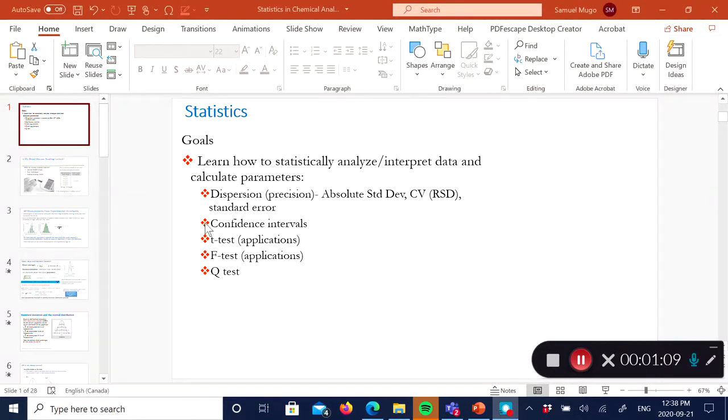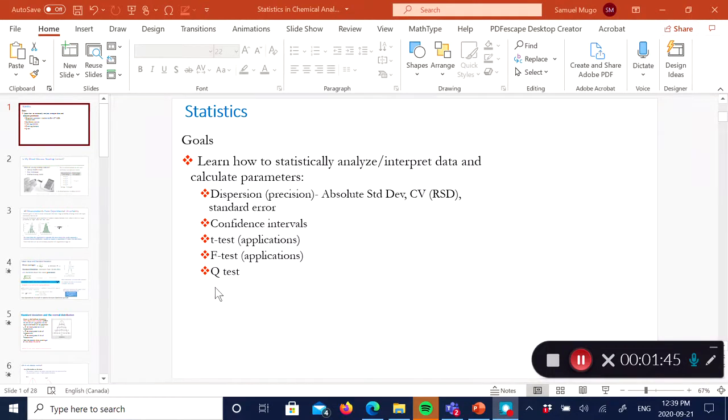We're also going to learn about confidence intervals, and that's essentially to know how far your data is from the true value, to know the accuracy really of your data. I'm also going to introduce you to the t-test and the different applications of the t-test. And we're also going to talk about the f-test, which is related to comparison of two data sets that have got different variances or different levels of dispersion.